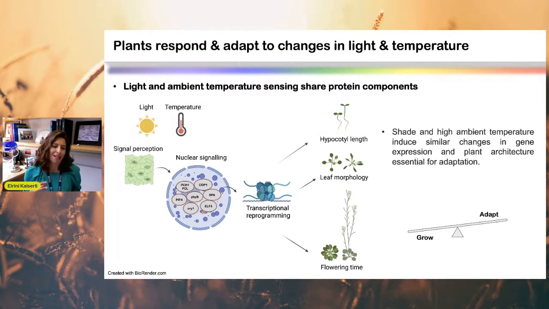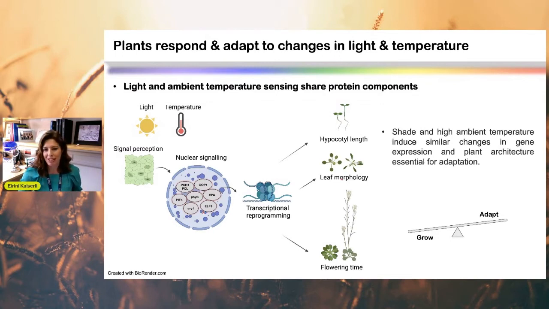So the plant basically uses common signaling components to induce adaptive responses to light and also temperature. In response to elevated temperature, so we're talking about a transition from 22 to 28 or even 32 degrees, not heat shock, just a higher temperature, we can see that shade avoidance and high ambient temperature induce very similar changes in plant architecture. And this results from changes in gene expression. And again, these genes are shared.